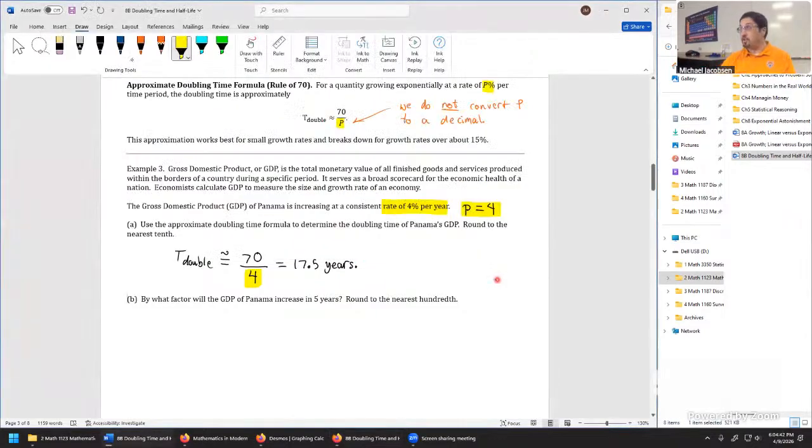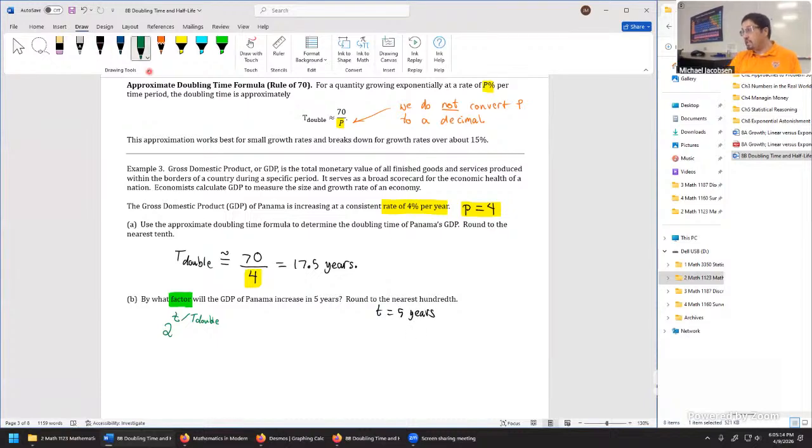So let's put this down on the notes. The growth factor is going to be 2 to the power amount of time t divided by t double. The doubling time is in years, and the time t itself is in years as well. So we have compatible units, we don't have to make any changes. So t is 5 years.